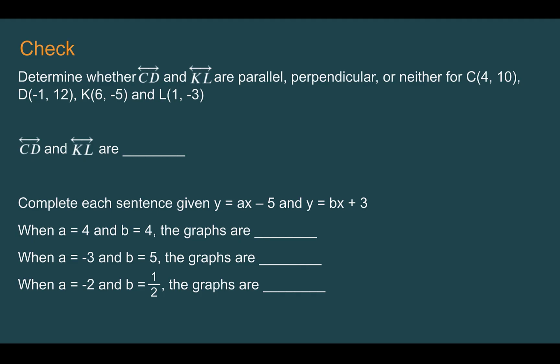Check your understanding. Determine whether line CD and line KL are parallel, perpendicular, or neither for the points given. Then, complete each sentence given y equals ax minus 5 and y equals bx plus 3 for those specific values, again determining if they are parallel, perpendicular, or neither. You may use Desmos if you wish. Pause the video now and complete the check.